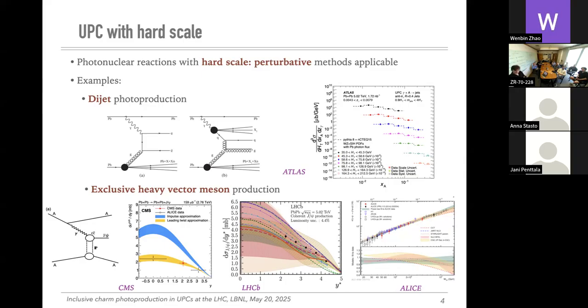Here are two examples. One is dijet photoproduction, and this very interesting paper by ATLAS on dijet photoproduction.